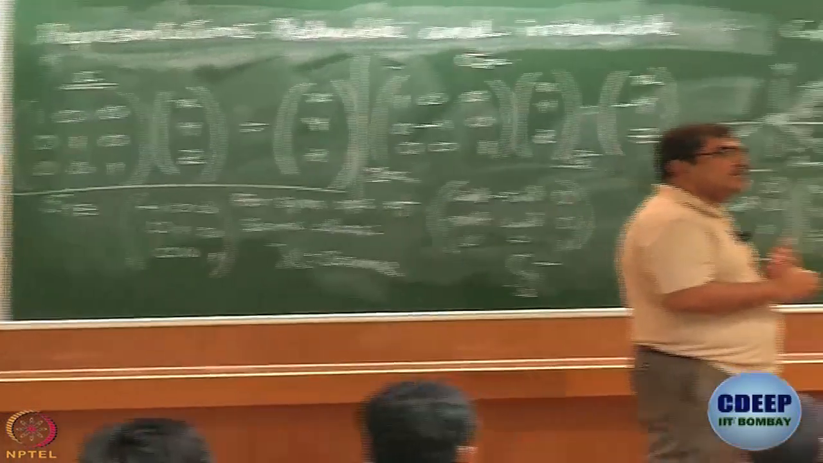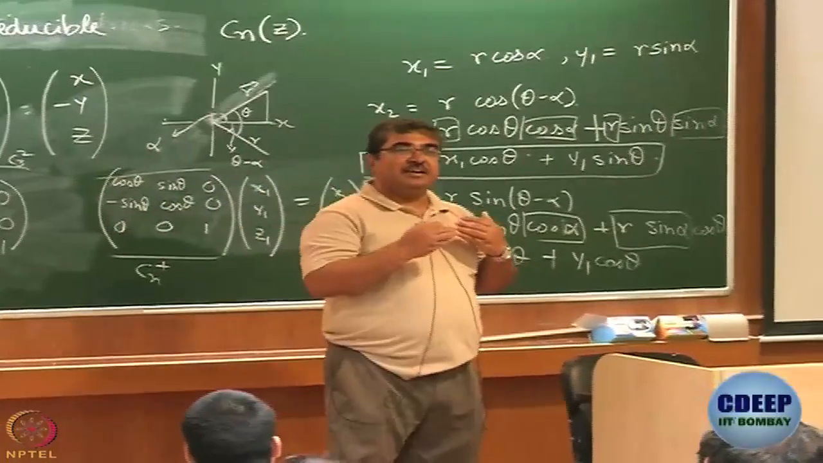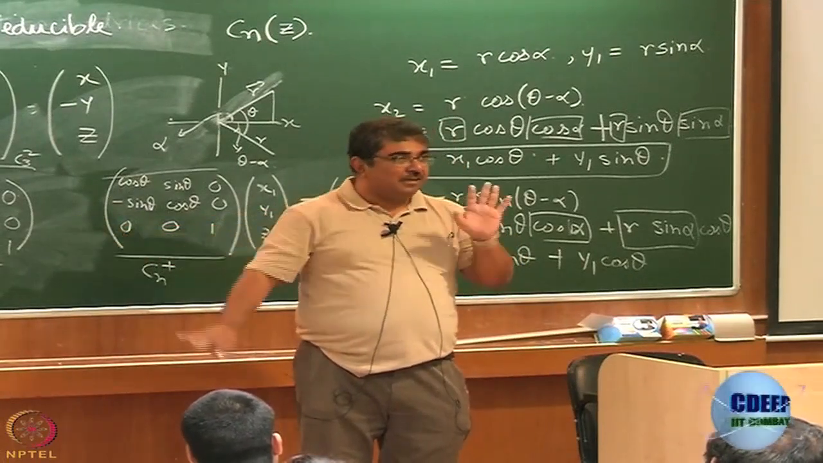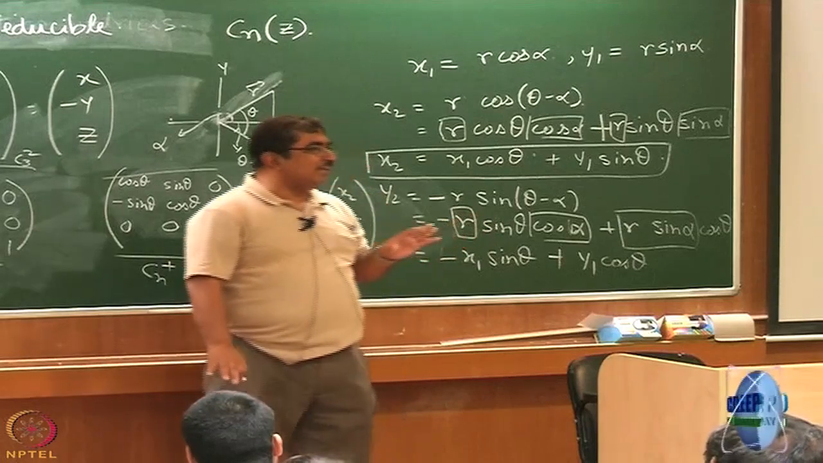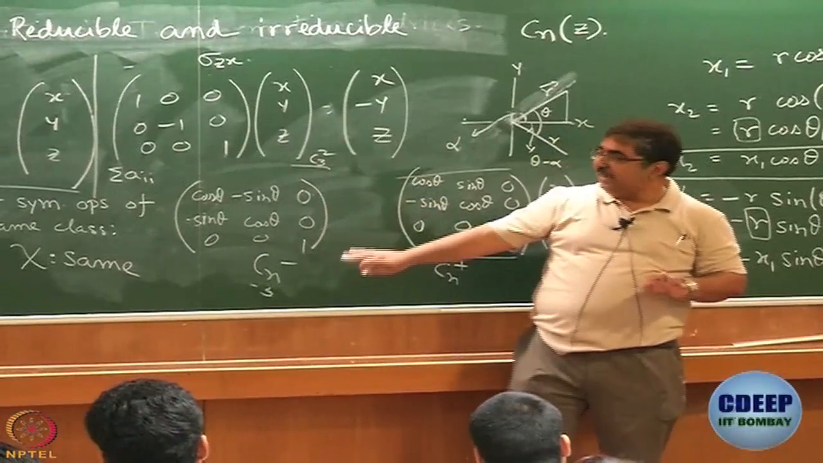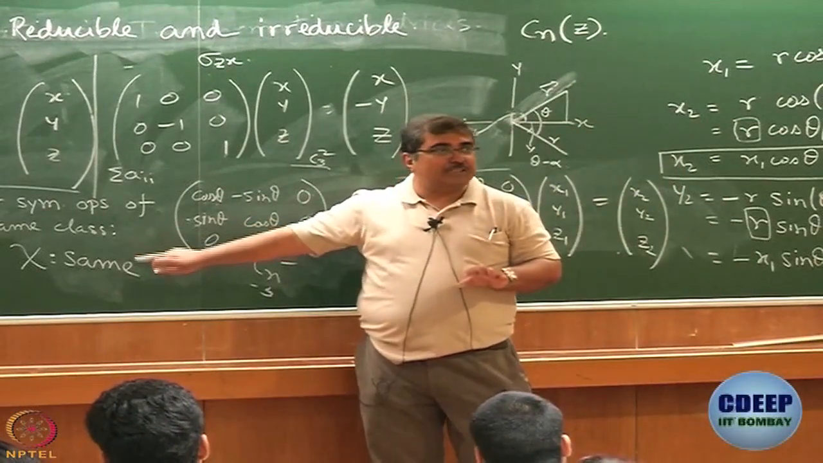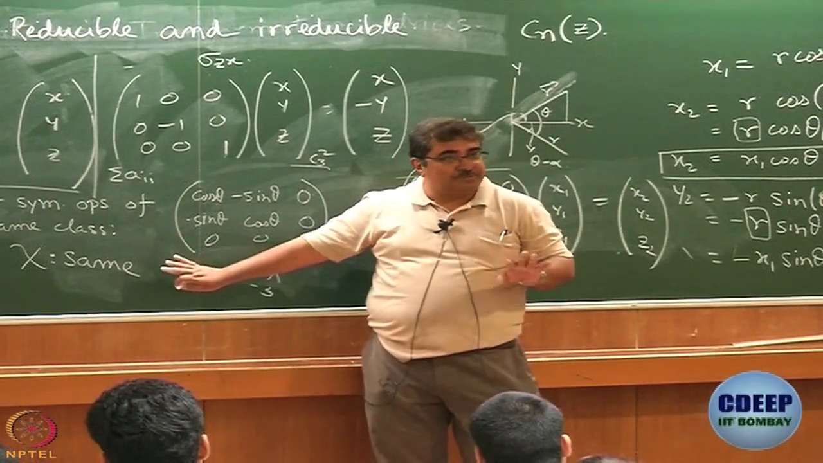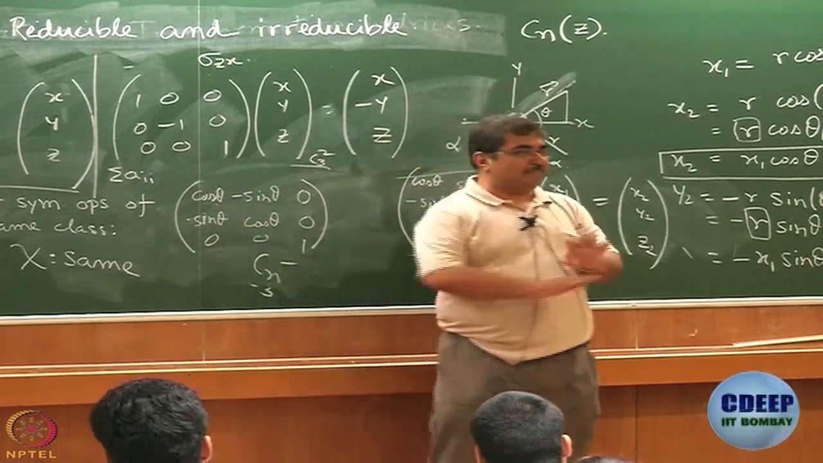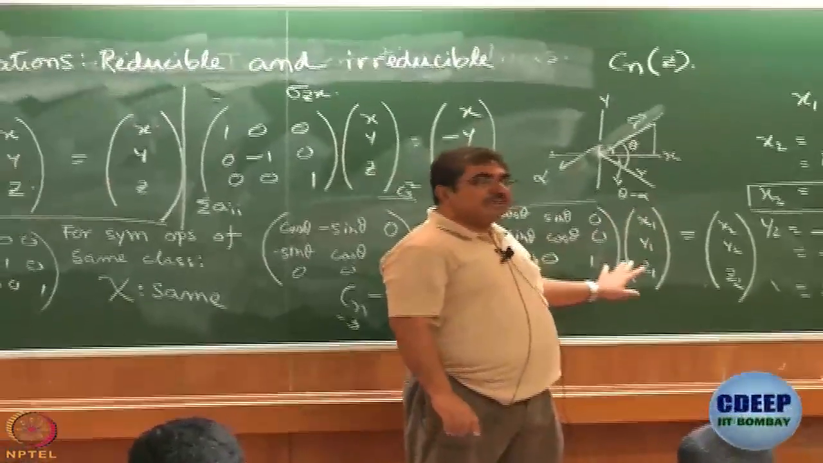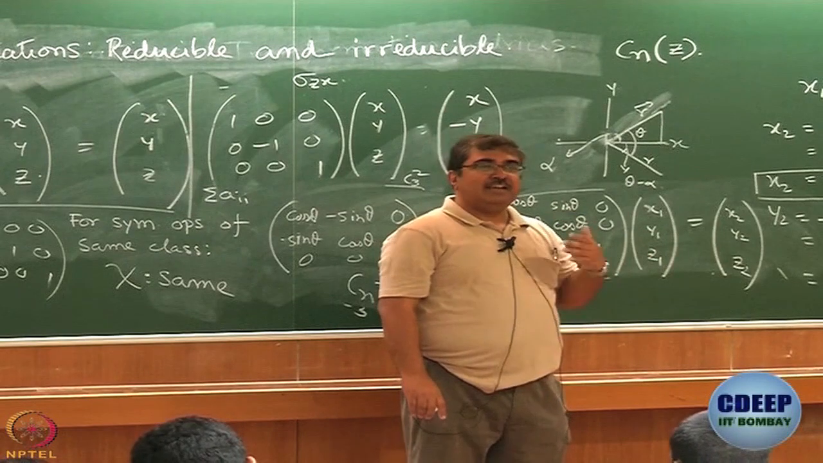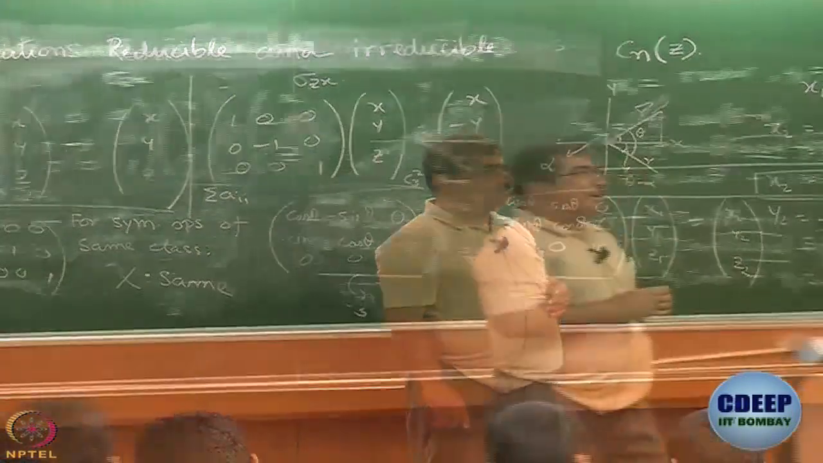So, the name character is actually justified. They are unique properties of these operations. Okay. We will elaborate upon that a little later. For now, it is enough if you know that the sum is called a character, and as long as you have understood that we have demonstrated, not proved, that for symmetry operations of the same class, characters are the same. Now, what we have arrived at is transformation matrices for identity, reflection and rotation.